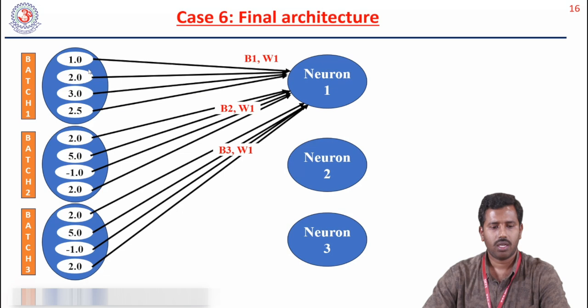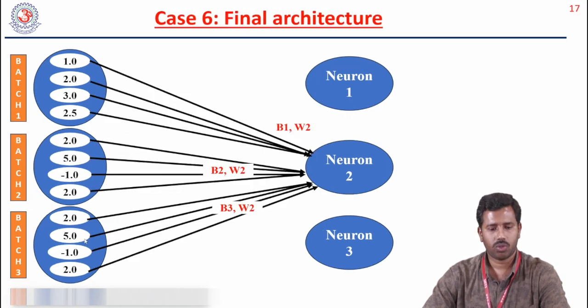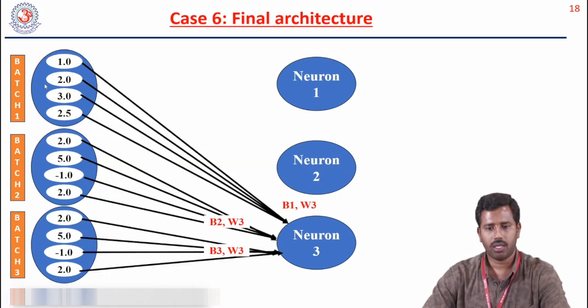If you observe this architecture, every data from batch 1, batch 2 and batch 3 is connected to neuron 1, which represents batch 1 weight 1 vector, batch 2 weight 1 vector, batch 3 weight 1 vector. Looking at the second one, every data of batch 1, batch 2, batch 3 is connected to the second neuron, which represents each batch with the second weight vector. Coming to the third neuron, this is the flow: every data available in batch 1, batch 2, batch 3 is connected to the third neuron, which represents batch 1 weight 3, batch 2 weight 3, batch 3 weight 3.